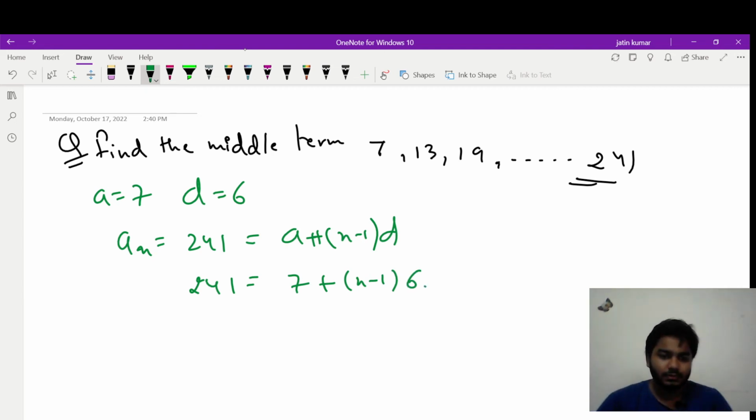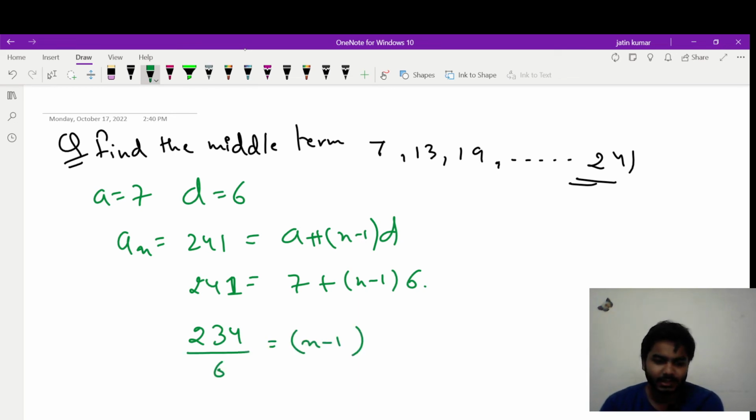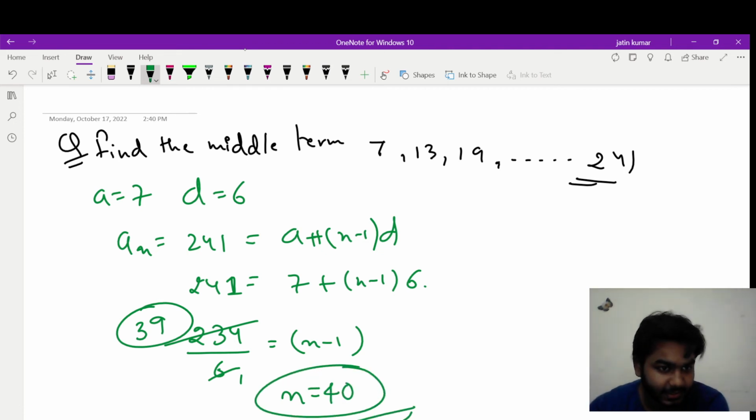So solve this. 241 minus 7, how much is it? 244, no, 240, no sir, what am I saying, it is 233, I think. No, do it with minus, it is 234, I think. Yes, okay, 234 divided by 6 is equal to n minus 1. Solve this. 6 1s are 6, 6 2s are 12, 6 3s are 18, 6 9s, so n is 40. We have got the value of n is 40, and this time n is even.